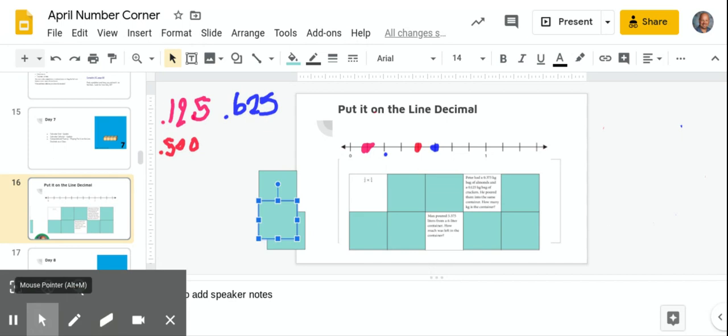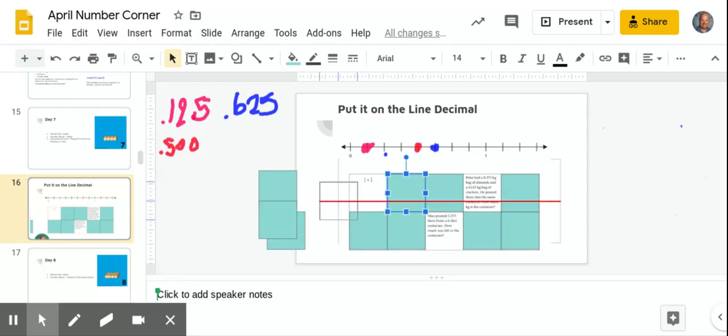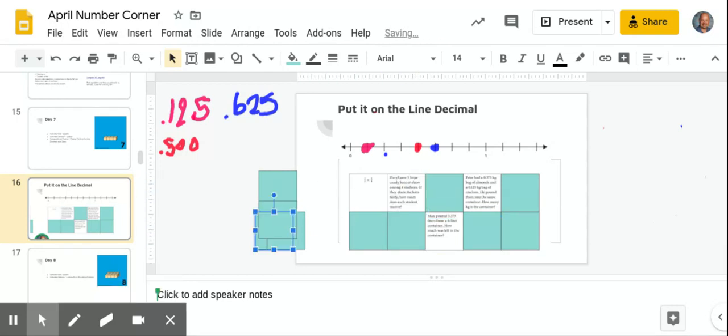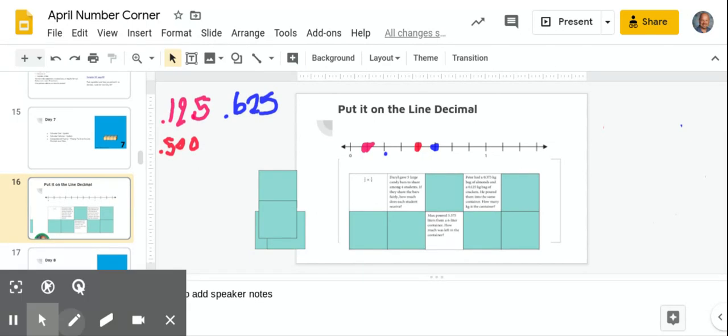All right, next move. Look at the board. I'm going to pick the one that you're looking at. How about, was it that one? Somebody had to have been looking at that one. All right, so that's the one. It says Daryl gave 5 large candy bars to share among 4 of his students. If they share the bars fairly, how much does each student receive? I want to divide 5 candy bars. This is a fraction.